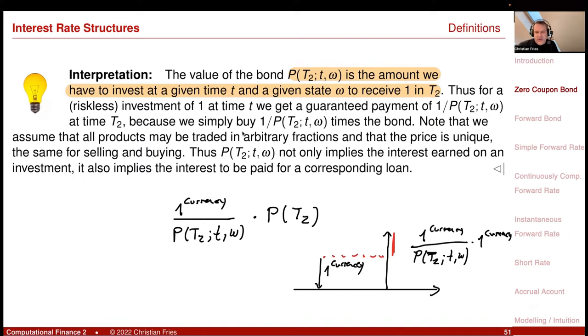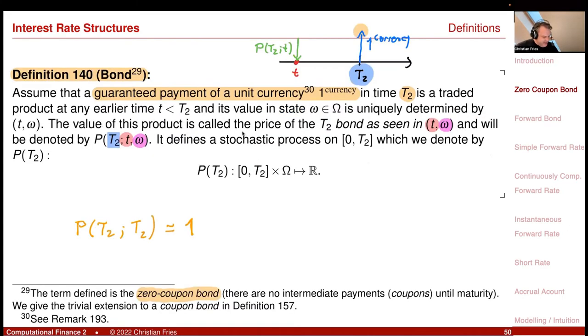Actually, the slide is a little bit sloppy here because I dropped the currency units on top. But below, I was very strict. So if you go back to the definition, I should write one currency here. And if you are a physicist, you would ask, what is the unit of P? The unit of P is the unit of the currency you are in. So there is a remark here on currencies, which I will make later.